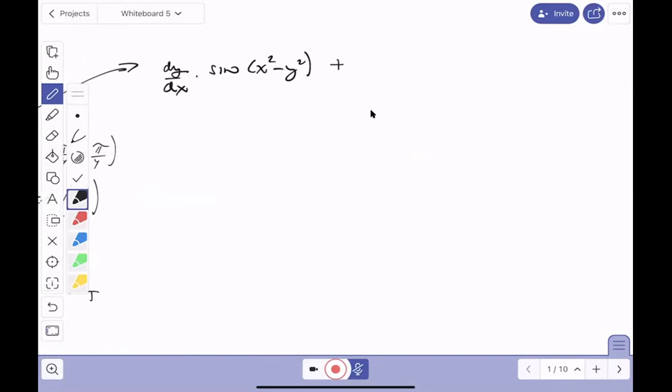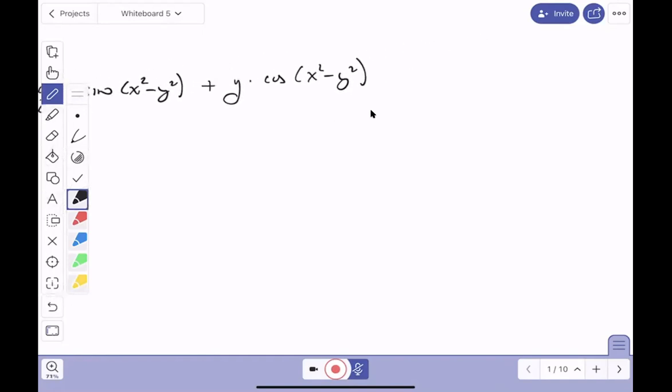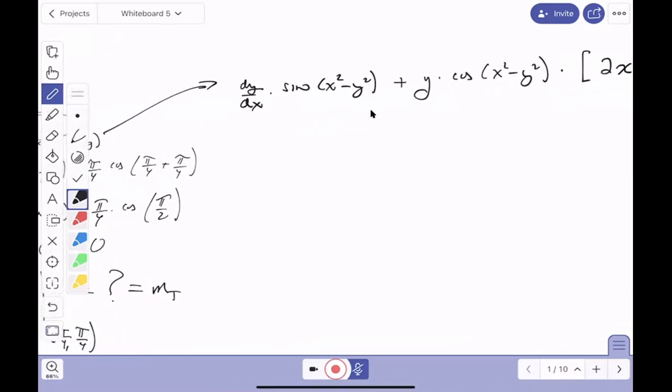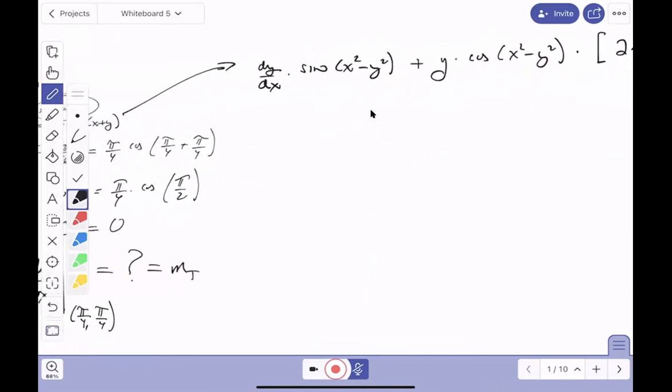Hope you realize what we're doing now. It's going to be y times the derivative of sine, which is cosine, x squared minus y squared. This is going to go on forever, by the way, times the derivative of the inside, which is 2x dx dx minus 2y dy dx. Wow, that was a lot of work. Equals, you see how long that is? Let's do the other side now.